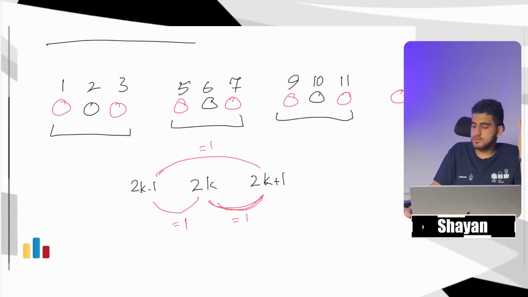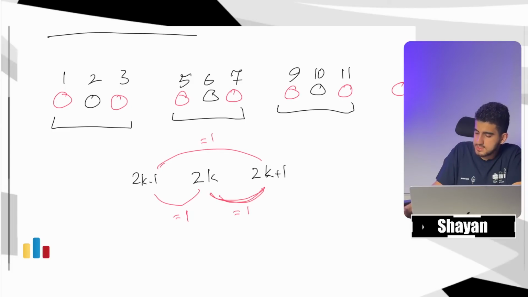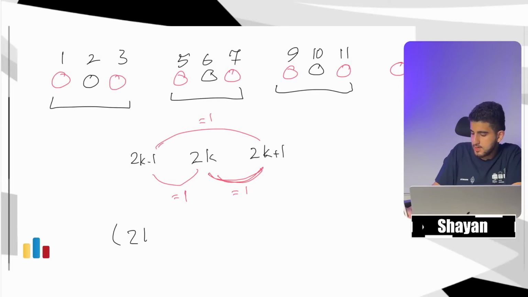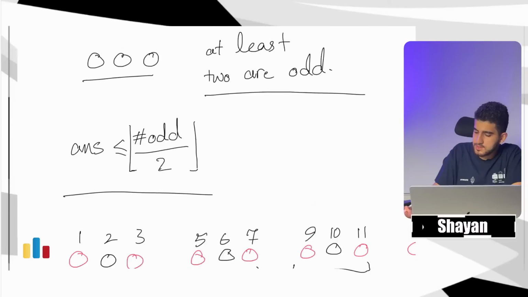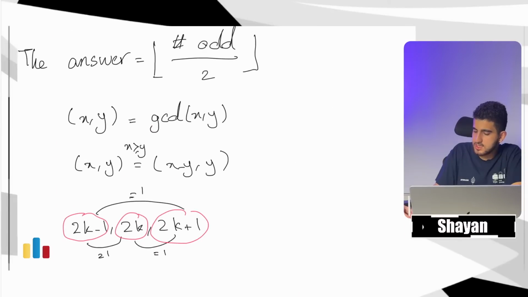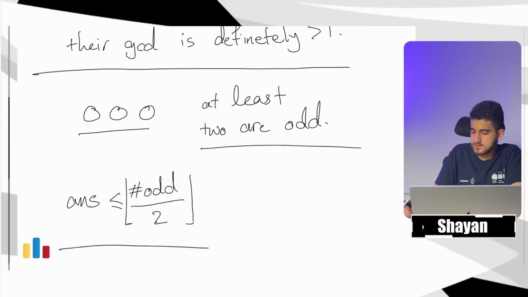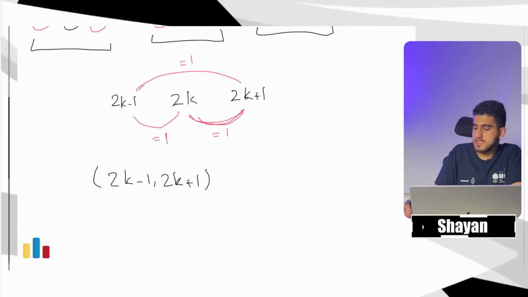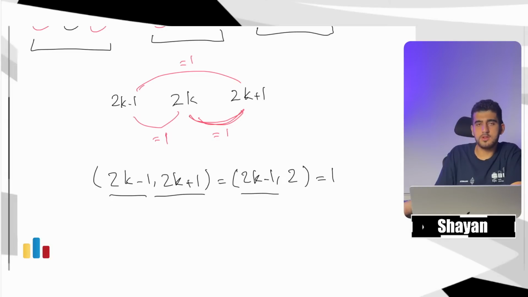And then for these 2, their difference is 2, and they're both odd numbers. As I said, GCD of 2k minus 1 and 2k plus 1, based on what I said here, that GCD of x and y is equal to GCD of x minus y and y, if x is greater than or equal to y. So in here, 2k plus 1 is greater than or equal to 2k minus 1, so this is going to be equal to GCD of 2k minus 1 and 2, and because 2k minus 1 is an odd number, this GCD is equal to 1.